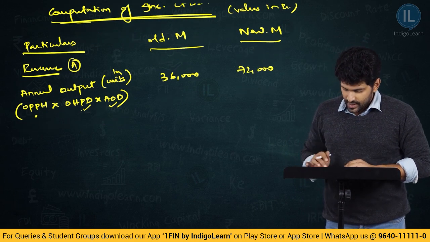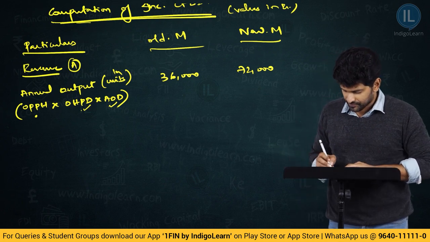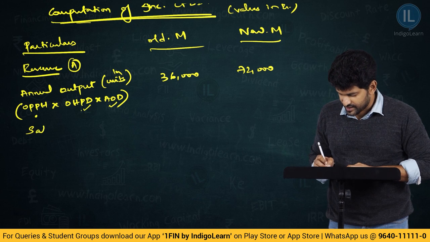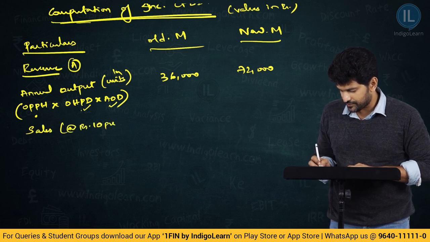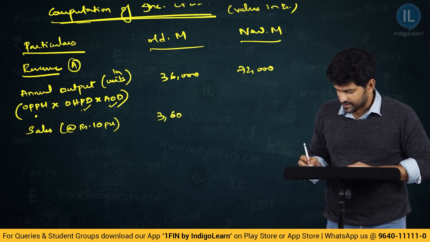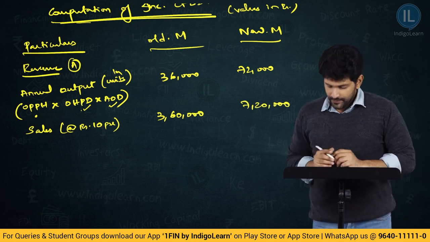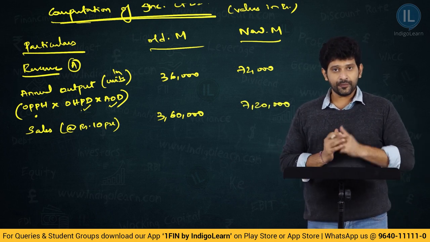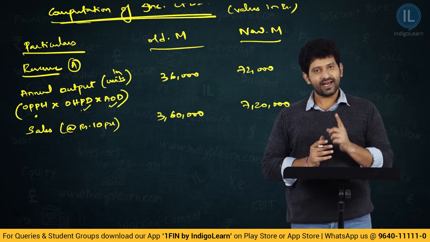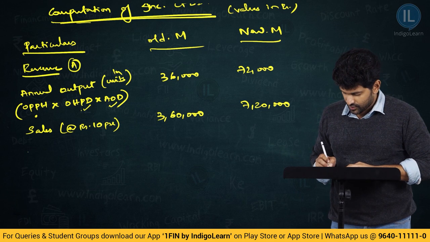There. We have output. Now, we have selling price per unit. Yes, it is 10. Sales at rupees 10 per unit. Simply into 10. 3,60,000. So, what are the sales values, friends? The revenue in case of old machine, 3,60,000. In case of new machine, 7,20,000.